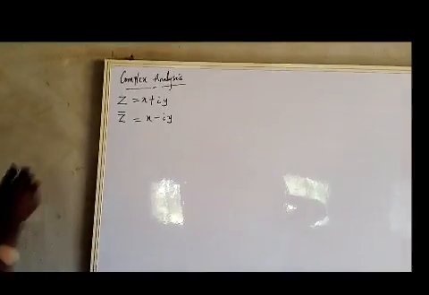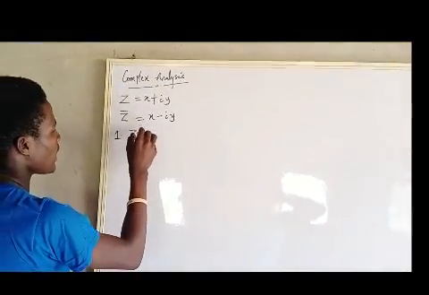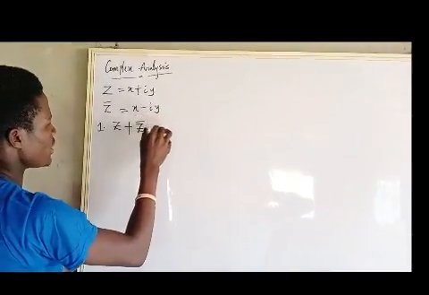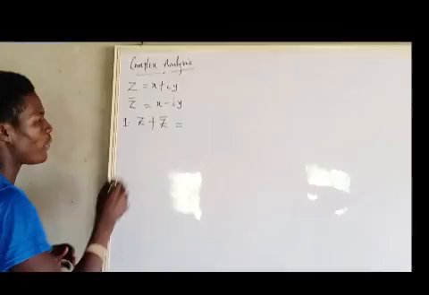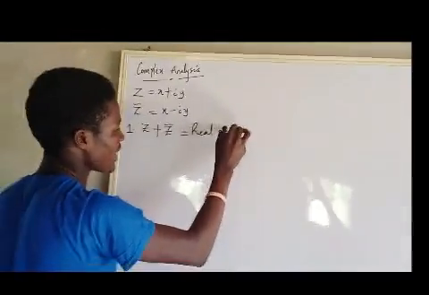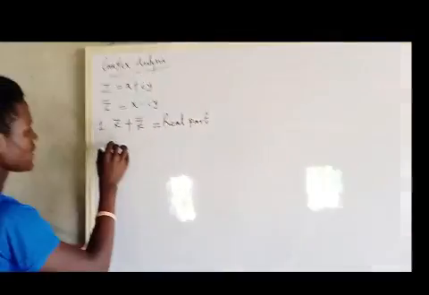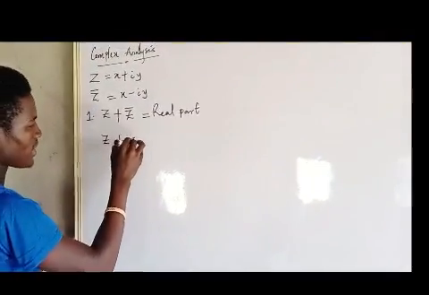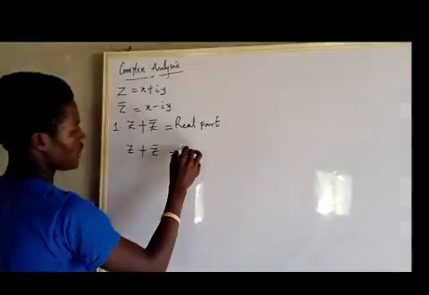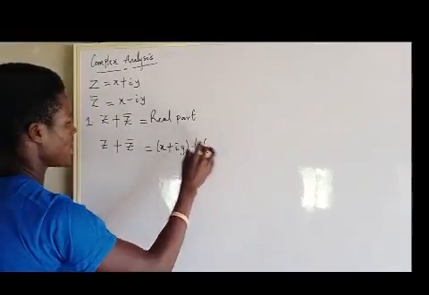Now we want to run through some properties of the conjugate of a complex number. The first property states that the addition of a complex number with its conjugate will give us a real part. Now let's check how true this is. Let's say our z plus our z bar. What's our z? x plus iy, plus our z bar is what?